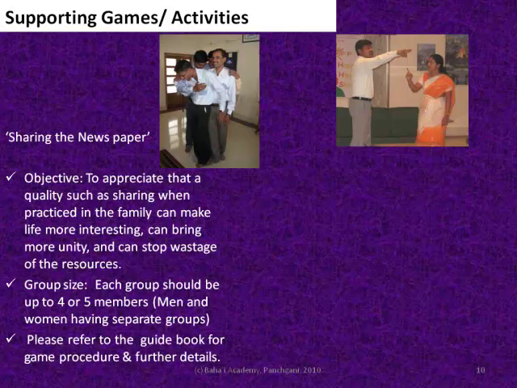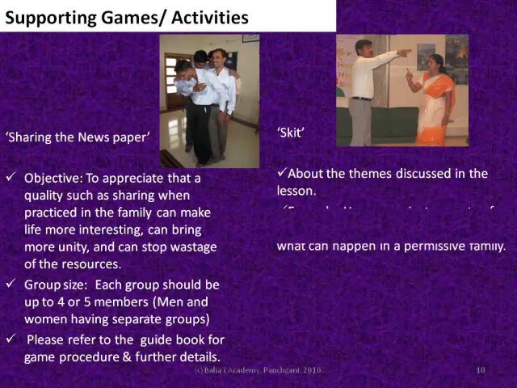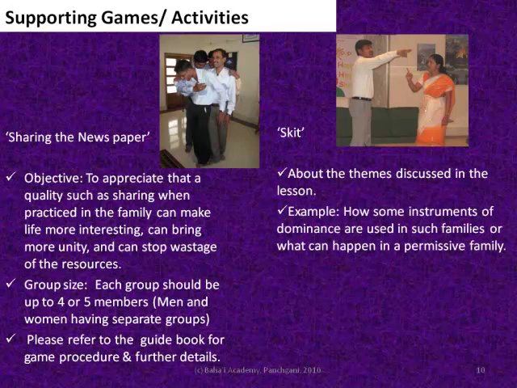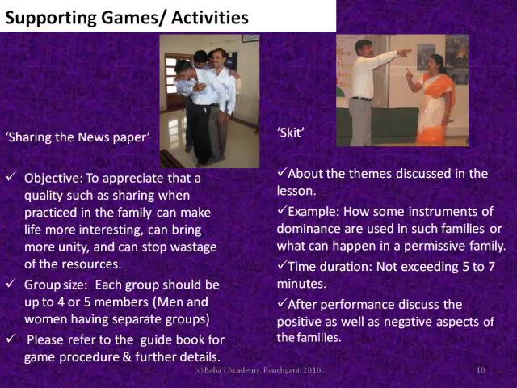At the end of this lesson, another interesting activity has been suggested. It is performing a skit or role play about one or more themes discussed in this lesson. For example, how some instruments of dominance are used in some families, or what can happen in a permissive family. The duration of the skit should not exceed 5 to 7 minutes. After each performance, the audience will discuss the positive as well as negative aspects of the families shown in the skit.